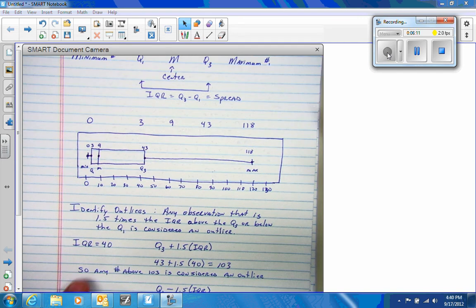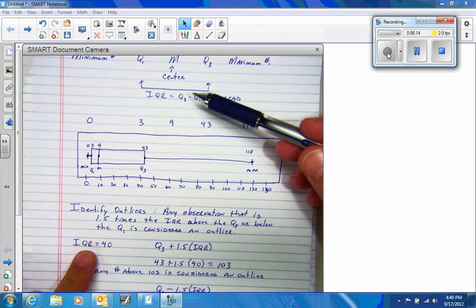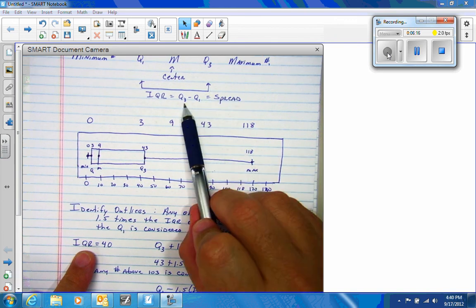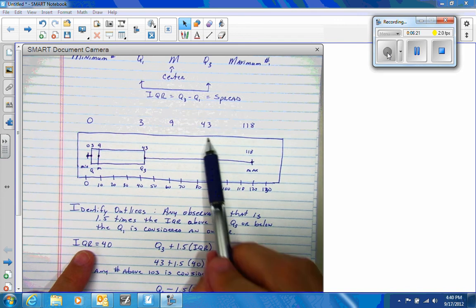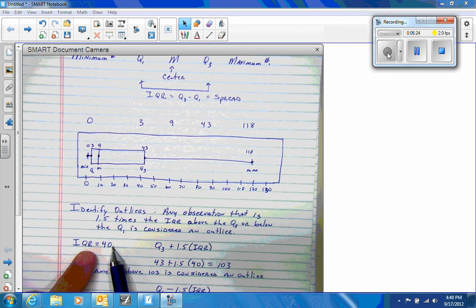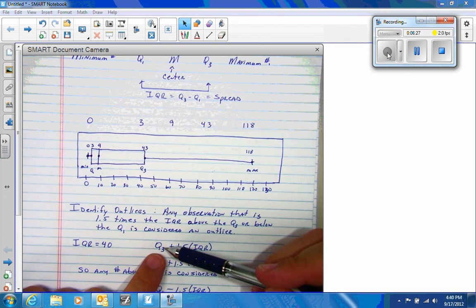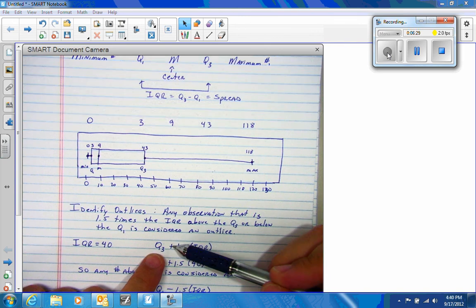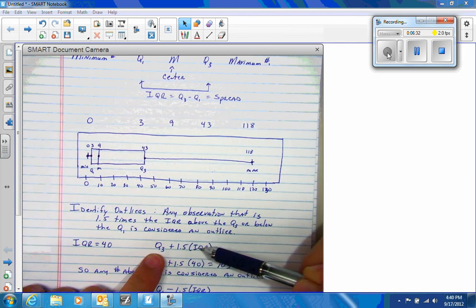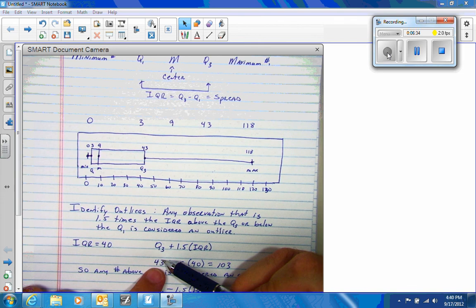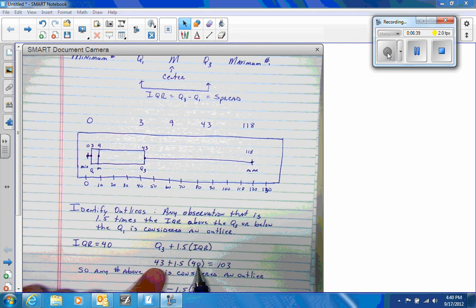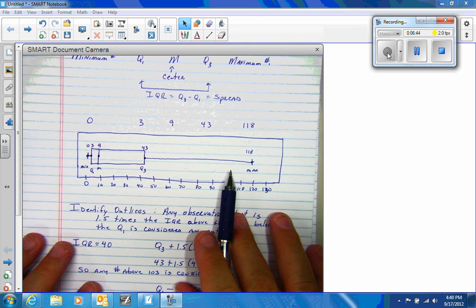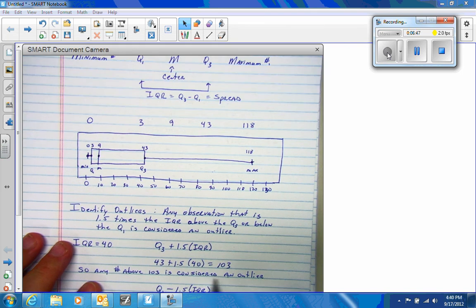What that means is, remember, our IQR, our spread, was Q3 minus Q1. In this case, it is 43 minus 3, which is an IQR or a spread of 40. You're then going to take your Q3, which is 43, and add 1.5 times the IQR. Well, in this case, 43 plus 1.5 of 40. Now, 1.5 times 40 is 60. 60 plus 43 is 103. So any number in your data that lies above 103 is considered an outlier.